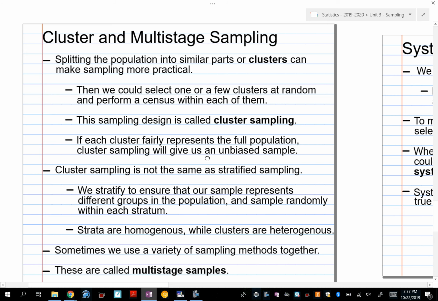We'll go over the difference between that tomorrow. If you do anything where it combines more than one, it's called multi-stage. A lot of times if you do stratified, you're going to do also an SRS within that.